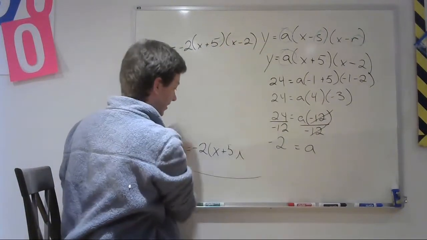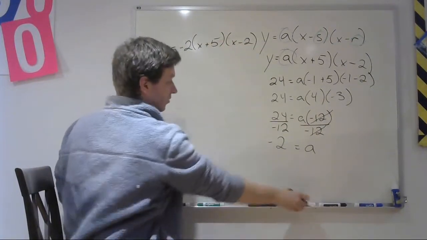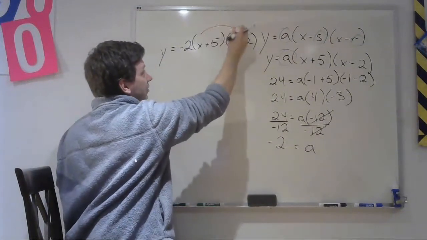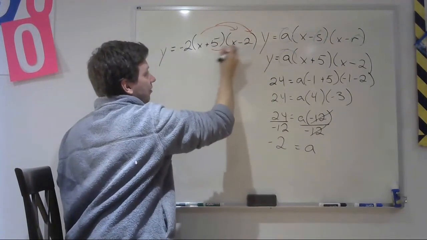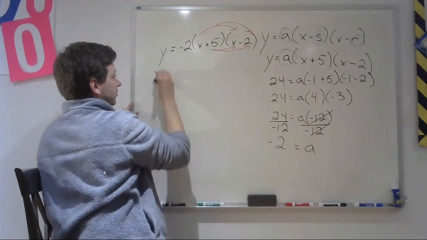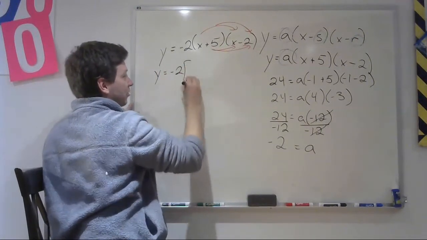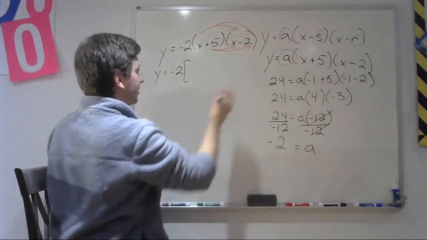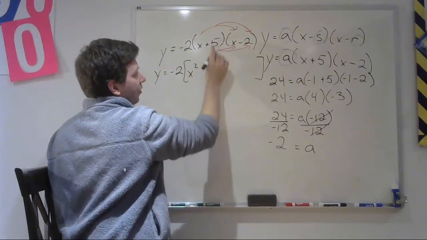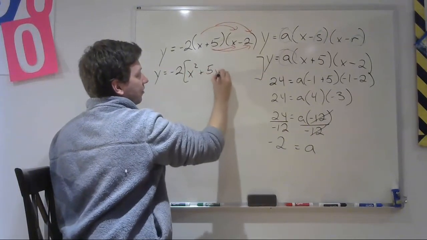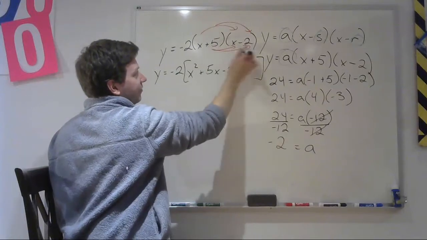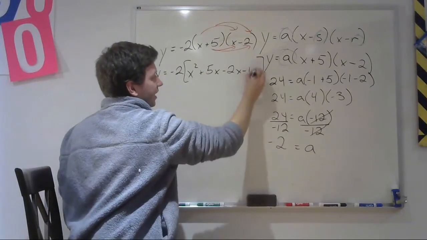So to rewrite this in standard form, we are going to expand it. To expand, we FOIL, right? Like this. Leave the -2 for now. So y equals -2. I'm going to just leave it on the outside. Put a nice big bracket in here. Here we get x squared plus 5x minus 2x. And then 5 times -2 is -10.